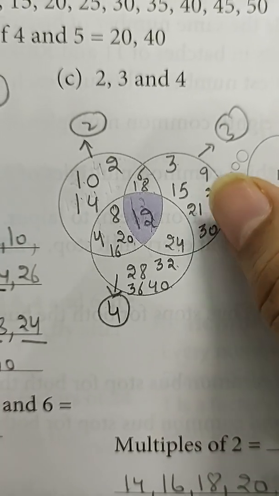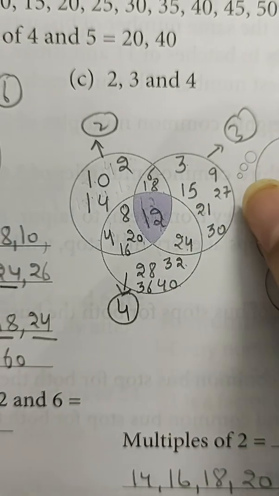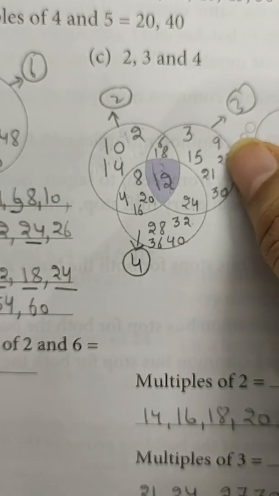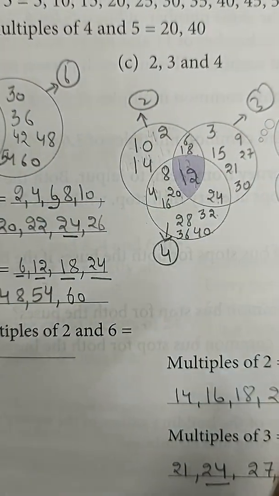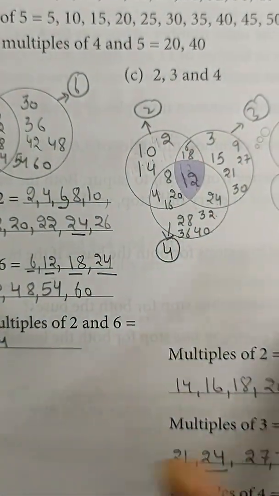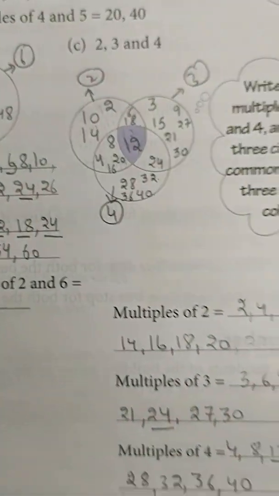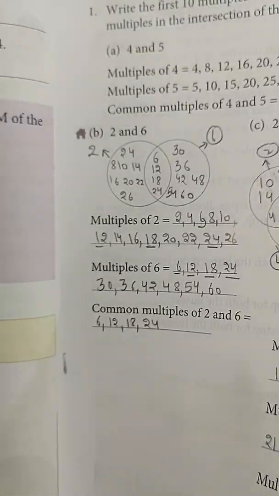21 is not common, so we have written it here. 24 is common between these two numbers, so we have written it here. 27 and 30 are not common, so we have written them here. So you should be careful. It's not that you must write multiples of 2 here, 3 here, 4 here. It's your wish, wherever you want to put them, only the intersection should be clear. Please remember this. So by this we have completed our question number 1.